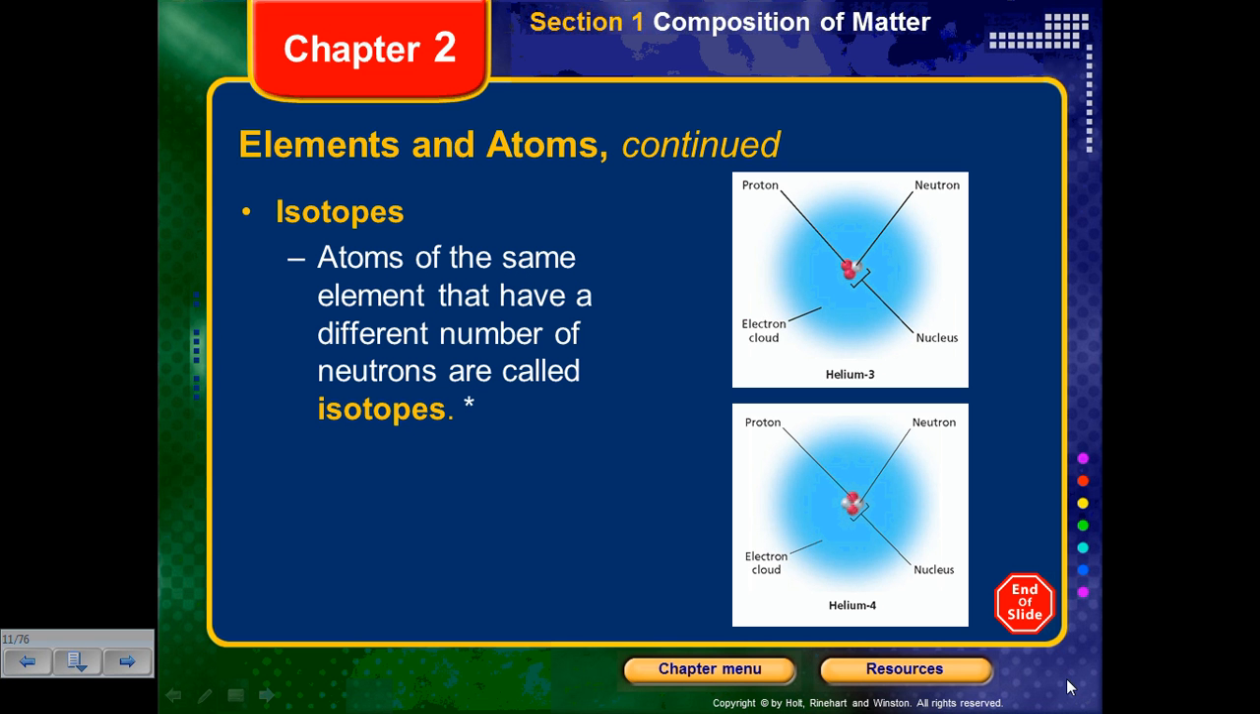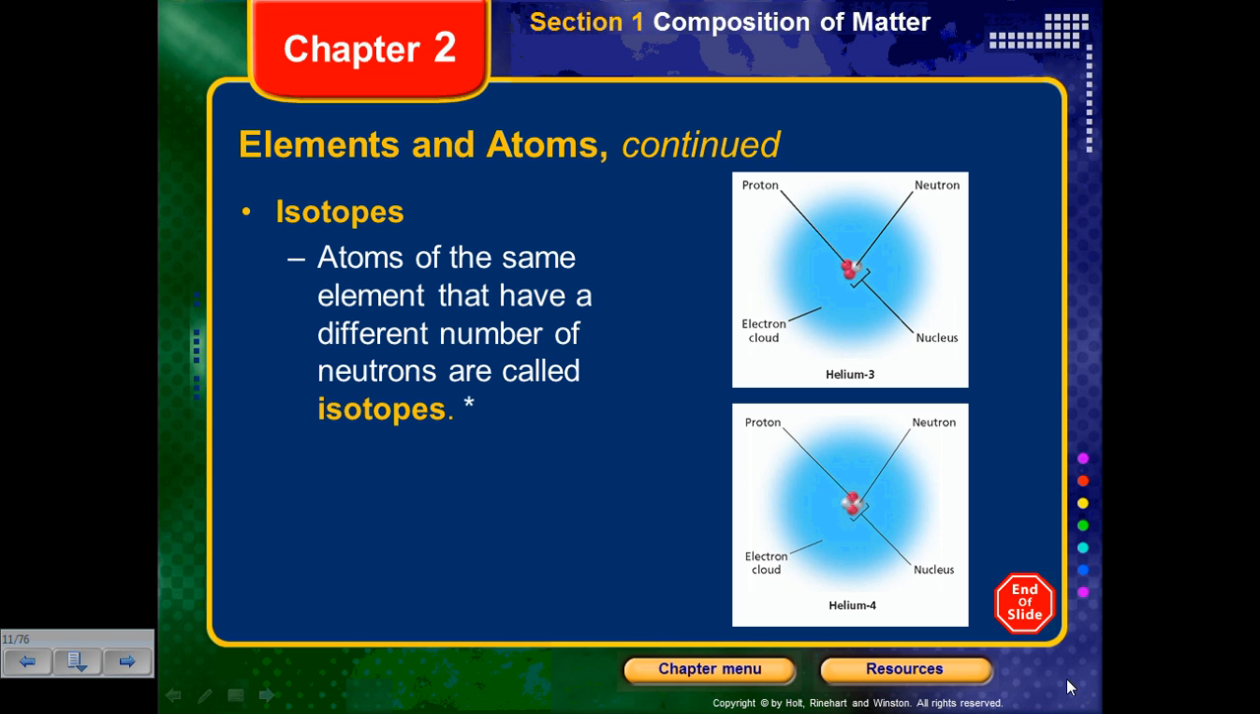Okay? So that's good to know, because what we have here is 2 atoms that are both helium. However, the atom on top has only 1 neutron. You guys see that? So the protons are red, there are 2. Helium is atomic number 2. And it only has 1 neutron. Right? And so the mass number is 3. 3 minus the 2 protons leaves you with 1 neutron.